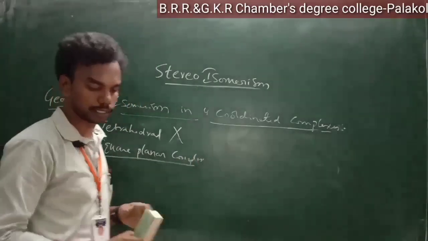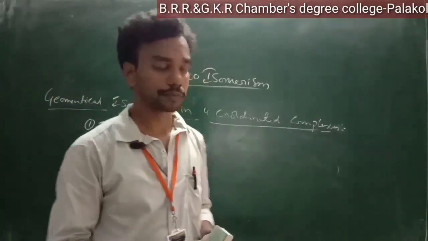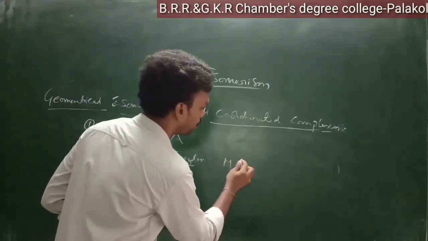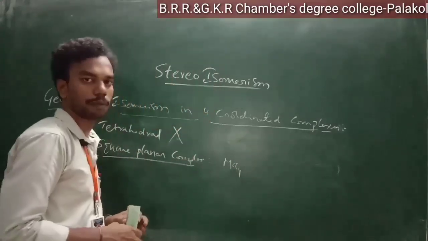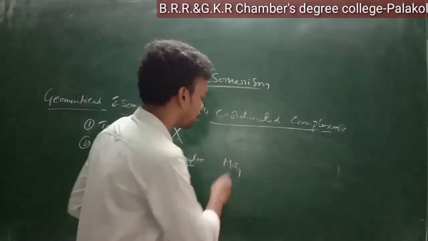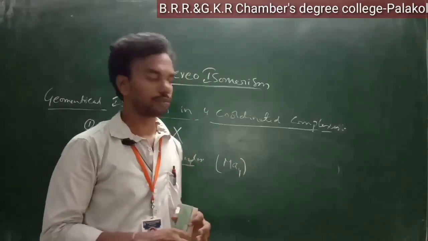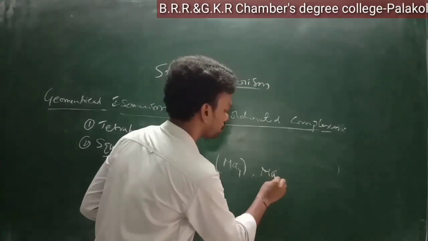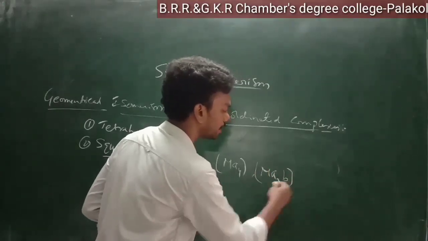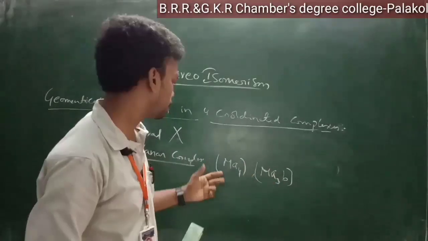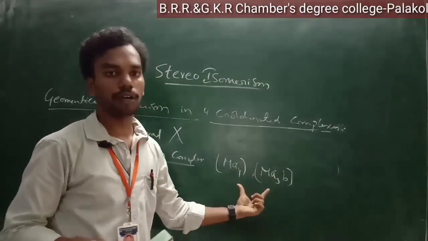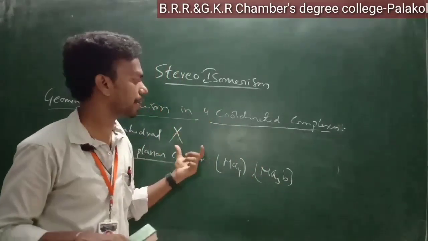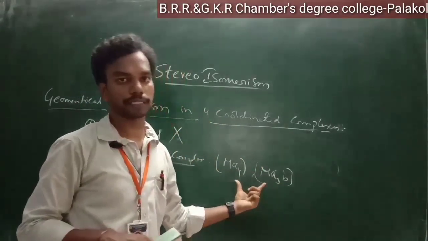Square planar complexes show geometrical isomerism, and let's see how. Square planar complexes of the type MA4, that means the 4 ligands are the same, and of the type MA3B, that means 3 ligands are the same and 1 ligand is different, do not show geometrical isomerism. Why?